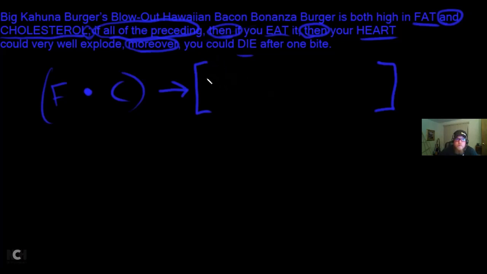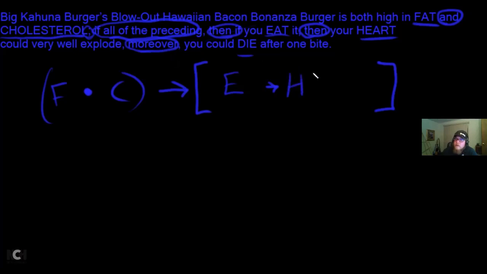So let's zoom in here to see what we'd have. If all the preceding, also, if all this happens, so all that's on the left side of the arrow, then what? Then we see then if. That means there's an arrow in here. And then whatever follows this if goes on the left side of the arrow. If you eat it, then. Okay, so everything that follows this is going on the right side of the arrow. Your heart could very well explode.